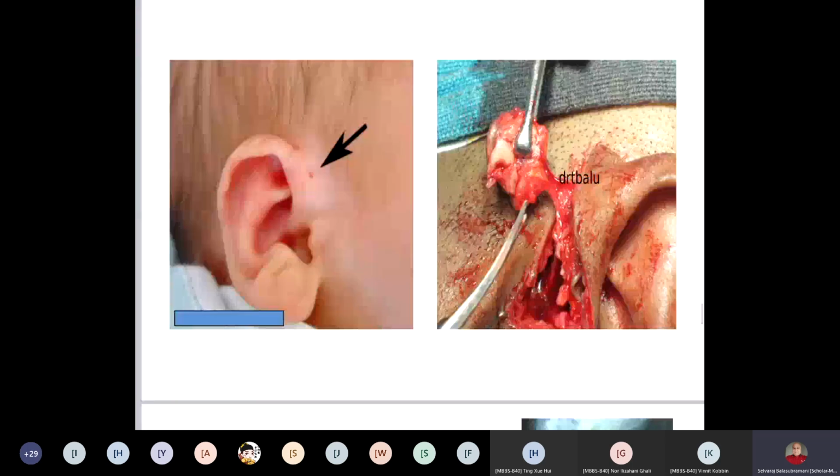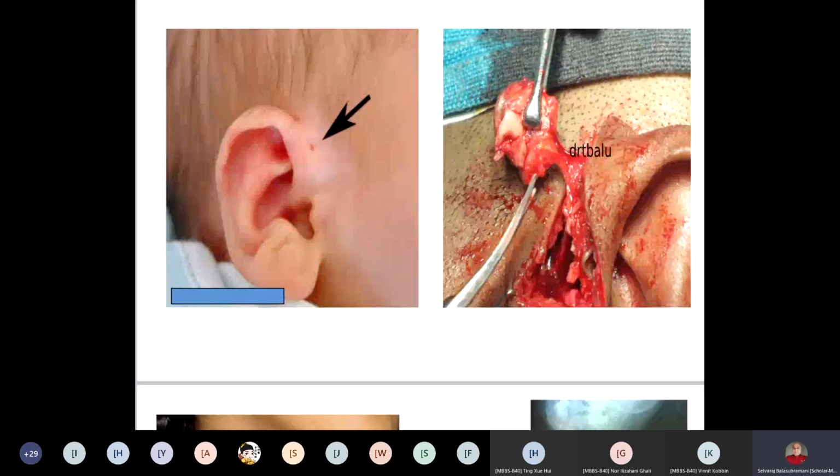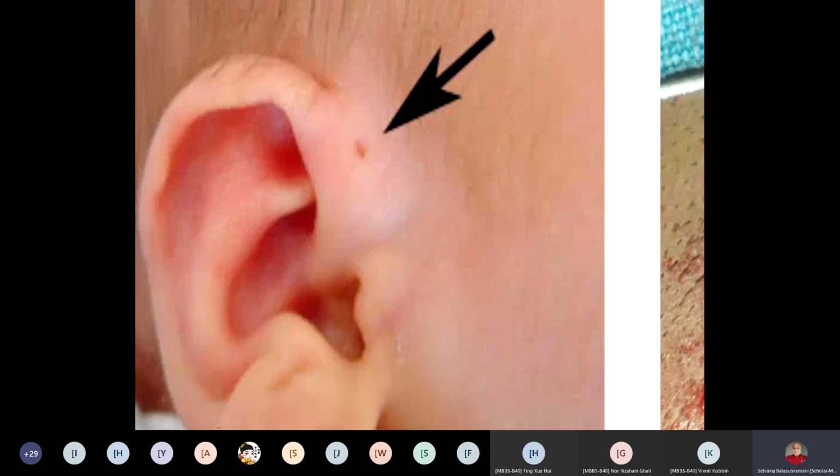Okay, this is another small baby. This baby is having a small sinus in front of the ear. What is this? What is your diagnosis? Preauricular sinus. Yeah, preauricular sinus. This is a congenital problem. You might have seen in the general population, some of the people may be having this sinus. You need not do anything unless it is giving you problem. You can just ignore it.